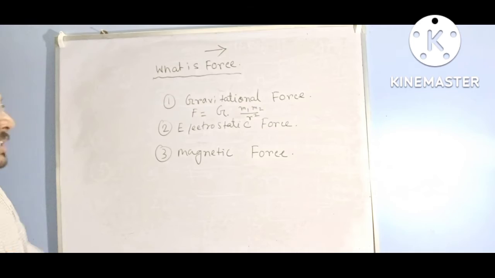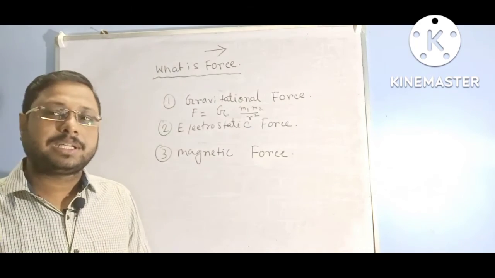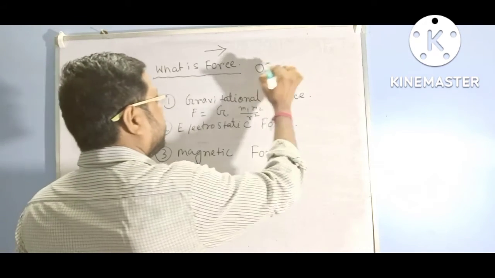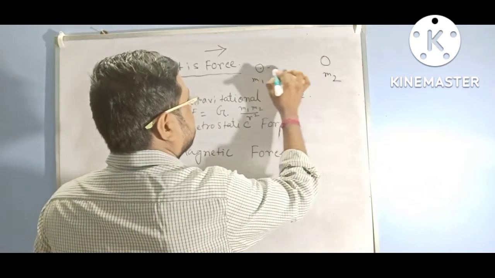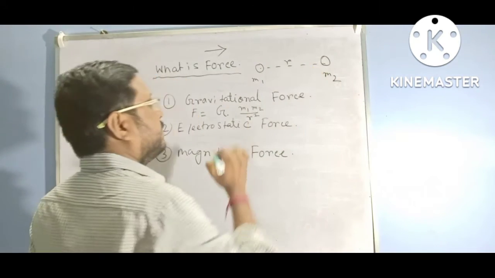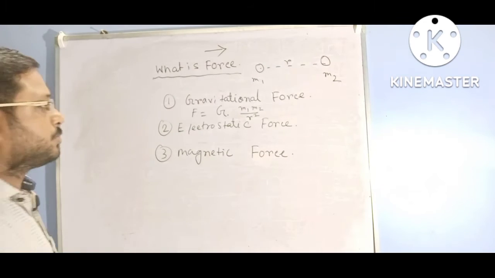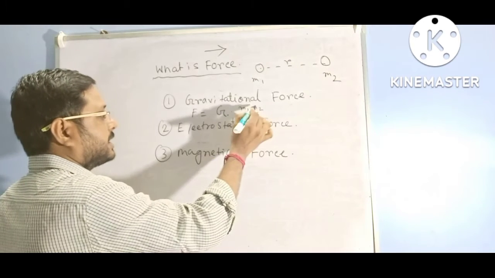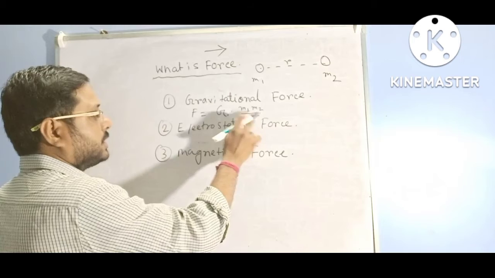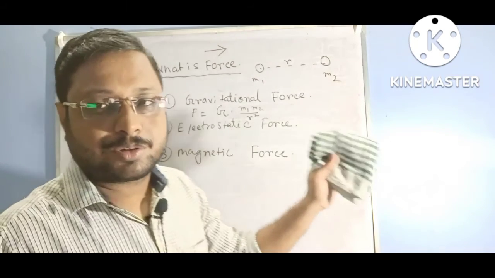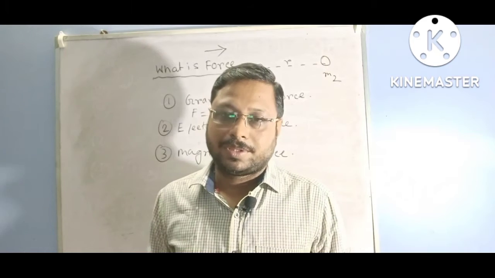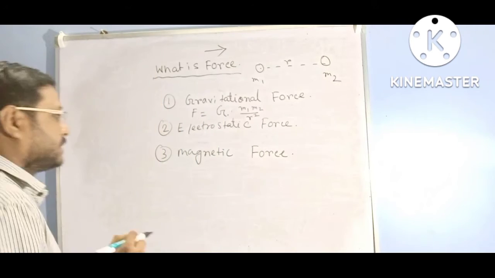If two masses m1 and m2 are situated at a distance r between them, then the gravitational force is proportional to the product of their masses and inversely proportional to the square of their distance. But this is not a contact force. We cannot make contact with gravitational force, but it is a non-contact force.